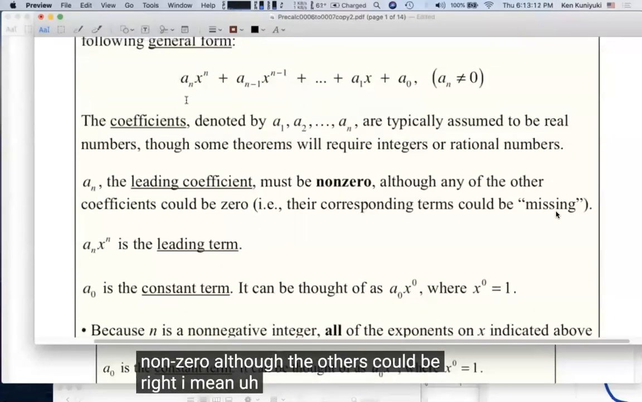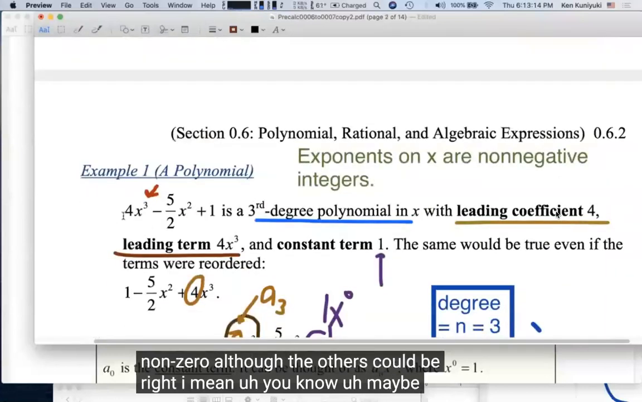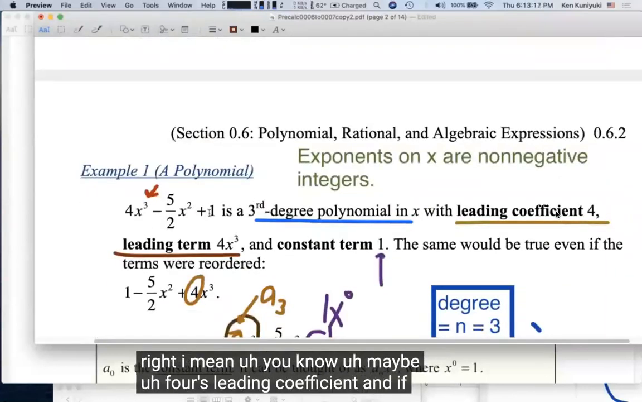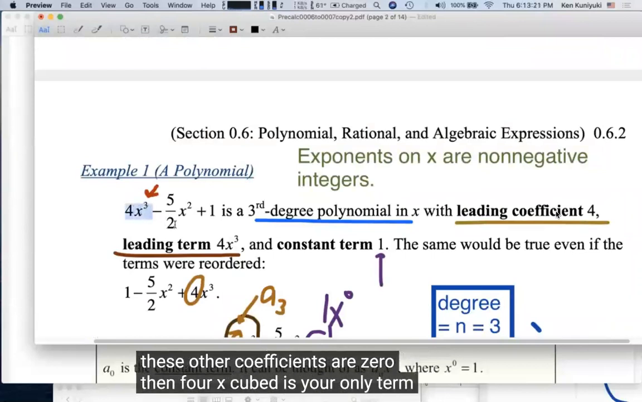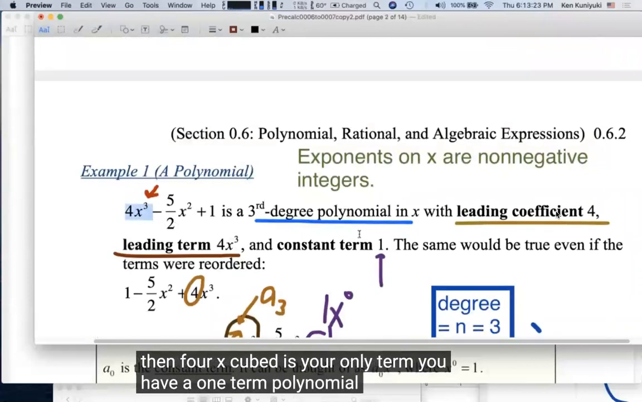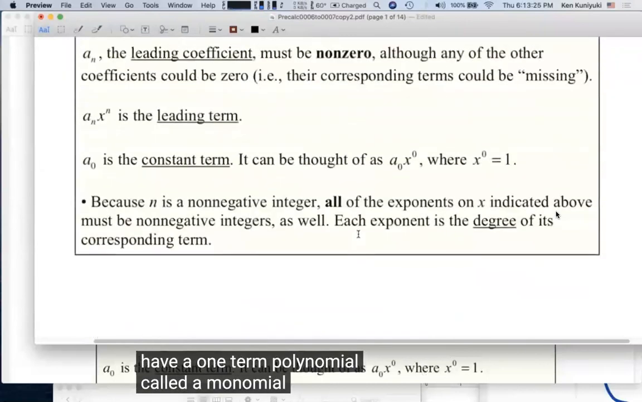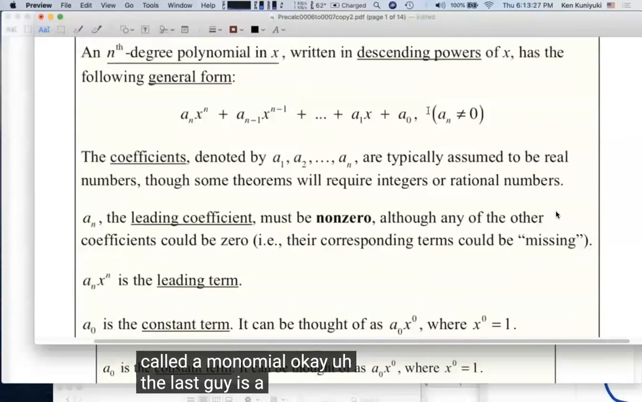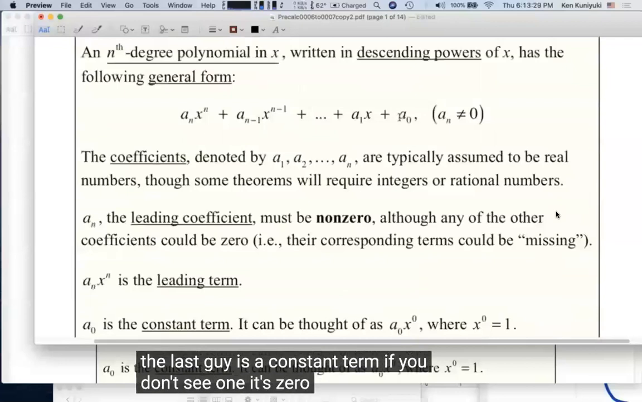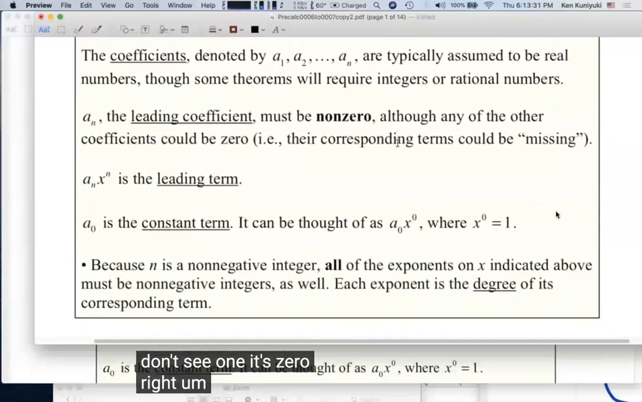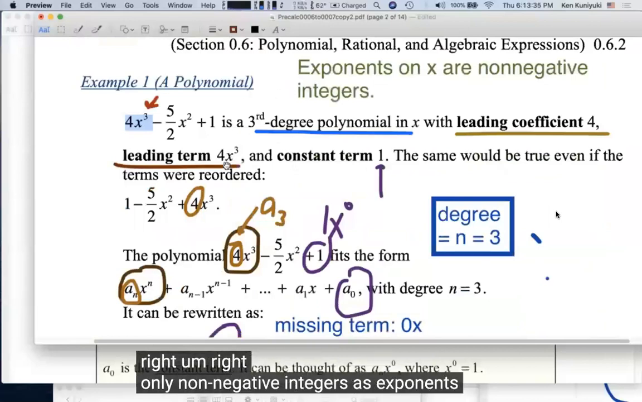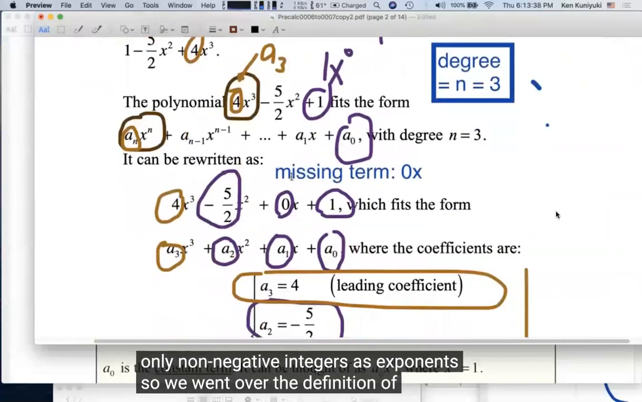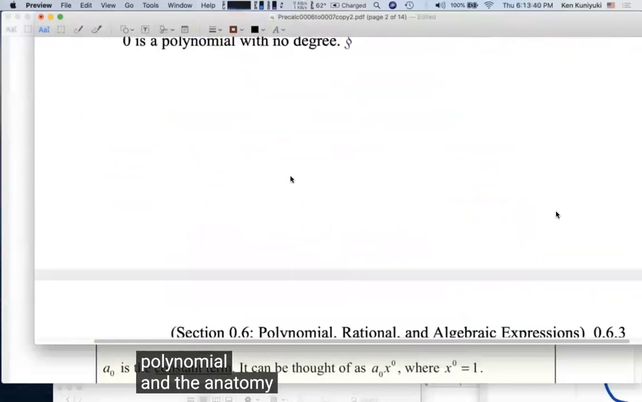Maybe 4 is the leading coefficient, and if all these other coefficients are 0, then 4x cubed is your only term. You have a one-term polynomial called a monomial. Okay, the last guy is a constant term. If you don't see one, it's 0, right? Only non-negative integers as exponents. So we went over the definition of a polynomial and the anatomy.